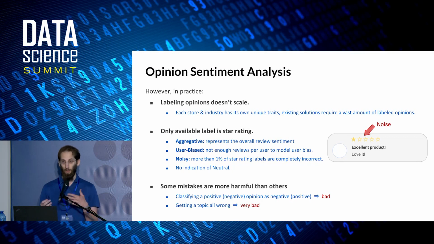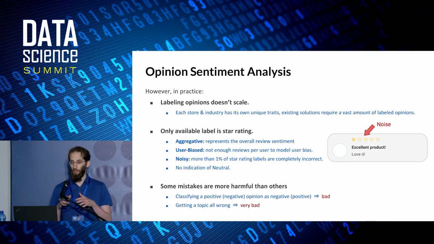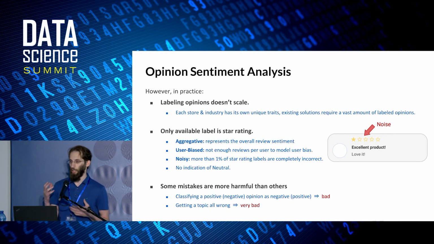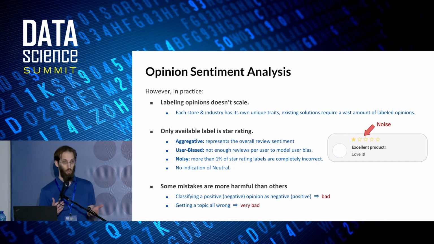Now the star rating has its ups and downs. It gives some kind of overall implicit indication of sentiment given by the reviewer. Again, if someone gives a 5-star review, it doesn't necessarily mean that everything written in the review is going to be positive. So first of all, the star rating is aggregative. It doesn't really represent the sentiment of each specific opinion. It's also user biased. Every user has his own range of star rating that he gives.